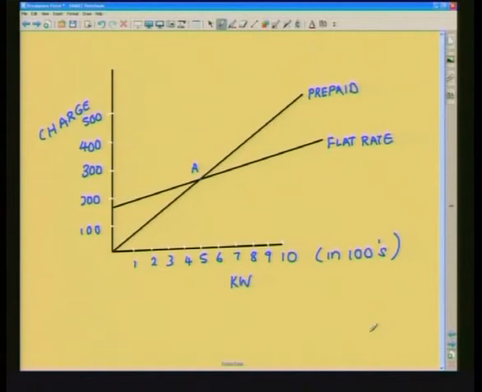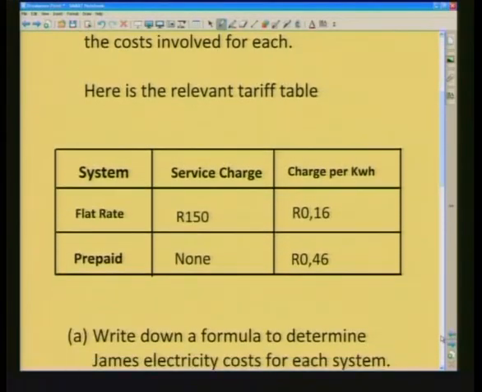So let's look at the graphs. We've got the prepaid system and the flat rate system, both of them intersecting at the point A. The kilowatts in hundreds are measured on the x-axis, and then the charge in hundreds is measured on the y-axis. They say the relevant tariff table is as follows. We've got two different systems, either the flat rate or the prepaid system. Your service charge, that's the fixed amount that you have to pay. On the flat rate system, the service charge is 150 Rand. On the prepaid system, there is no service charge. Then the charge per kilowatt hour, which is what the electricity will be measured in, is 16 cents per kilowatt hour on the flat rate system and 46 cents per kilowatt hour on the prepaid system.